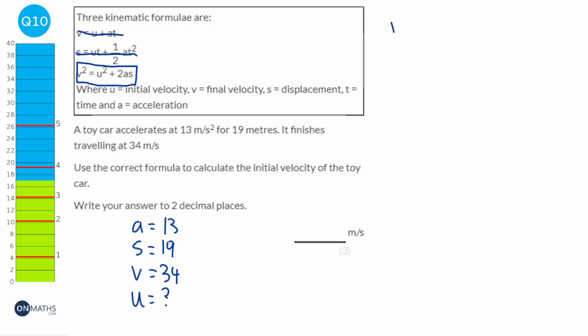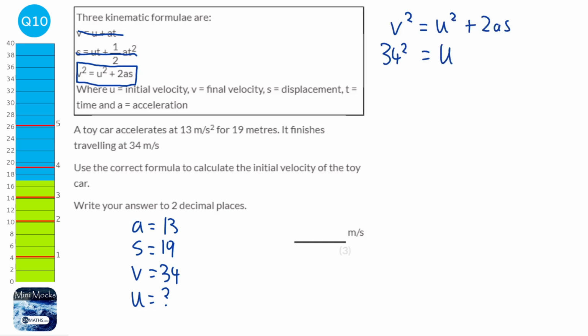So let's write that out. V squared equals u squared plus 2as. So that would be 34 squared equals u squared, because that's the one we're looking for, plus 2 times 13 times 19. Okay, so let's just work these parts out. And so we've got 2 times 13 times 19, which is what, 494.